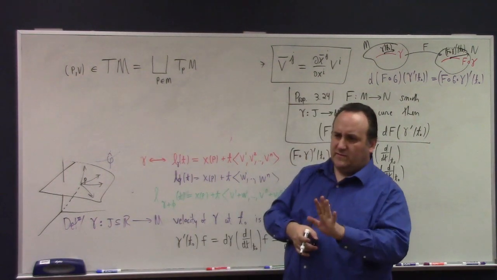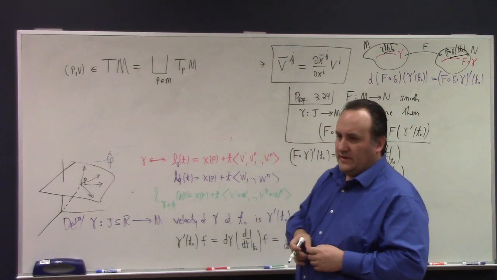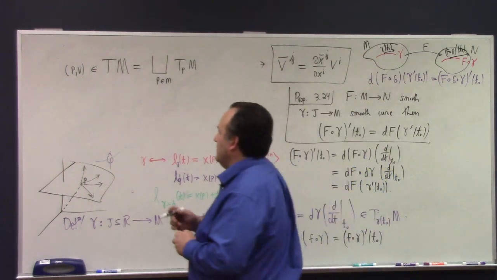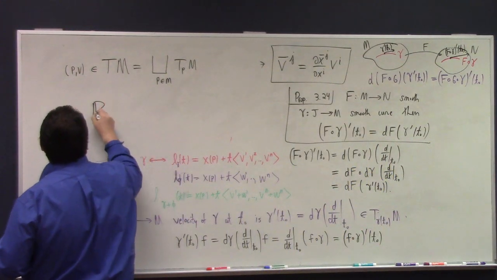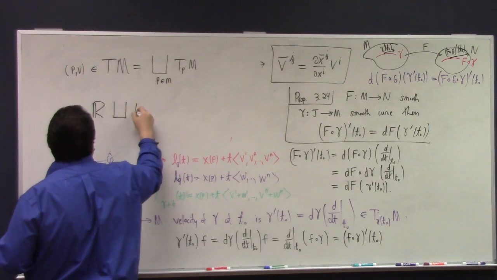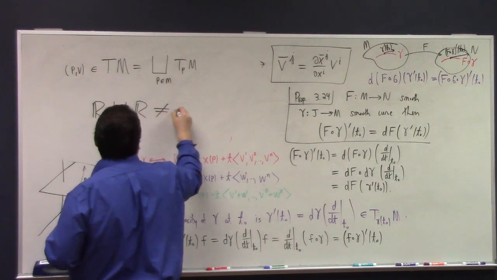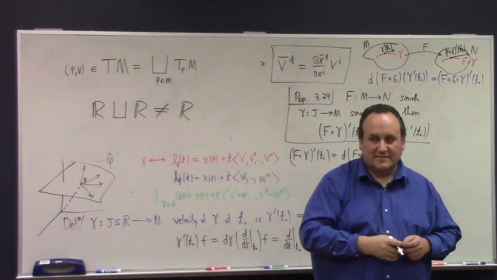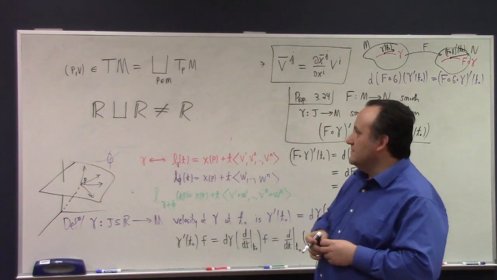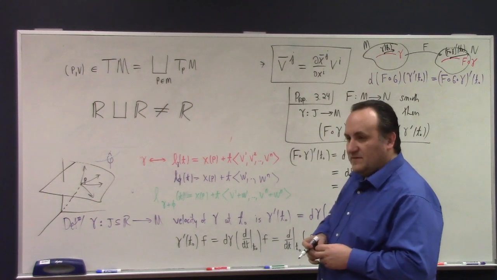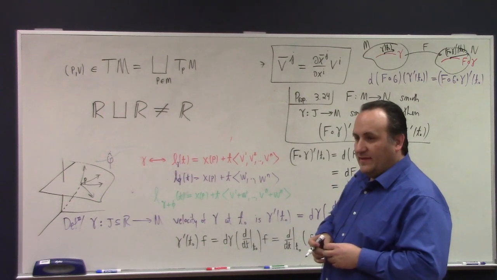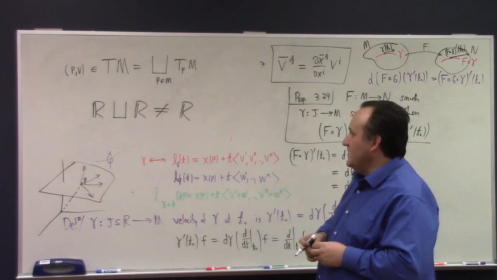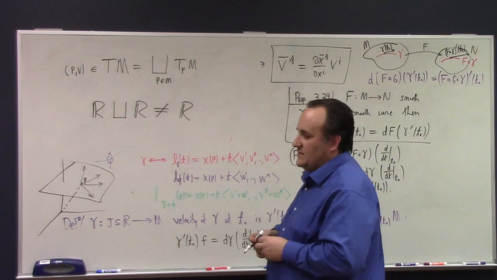Have you guys ever seen disjoint union before? No. Do you have any idea what it means? So, for example, the disjoint union of R with R is not equal to R. What is it equal to? Well, it's a good question. I think you could think of it as the Cartesian product.